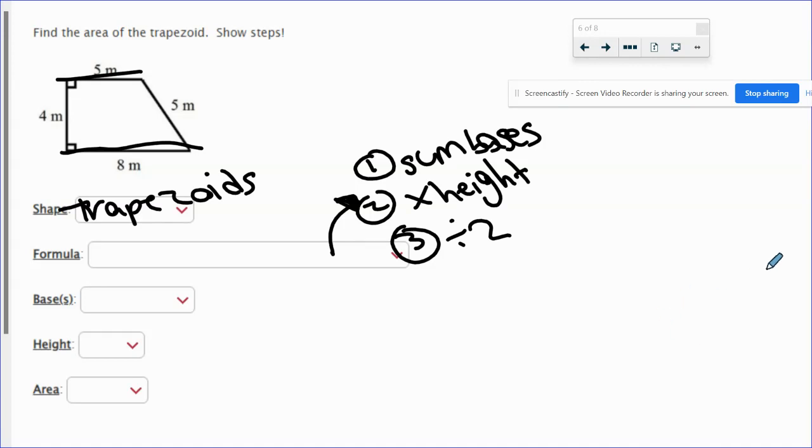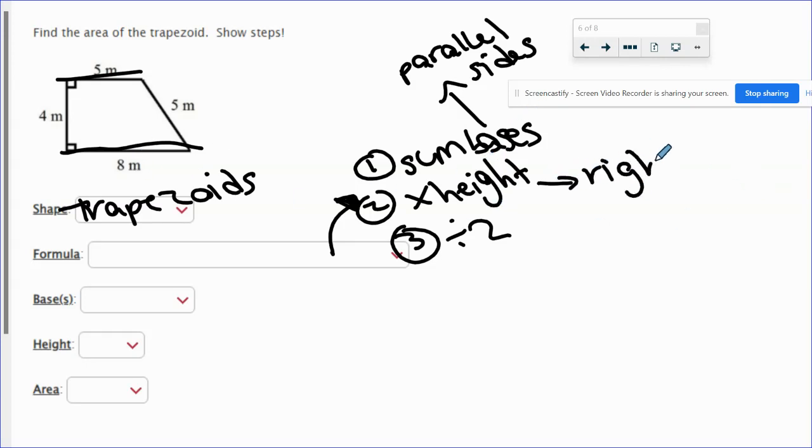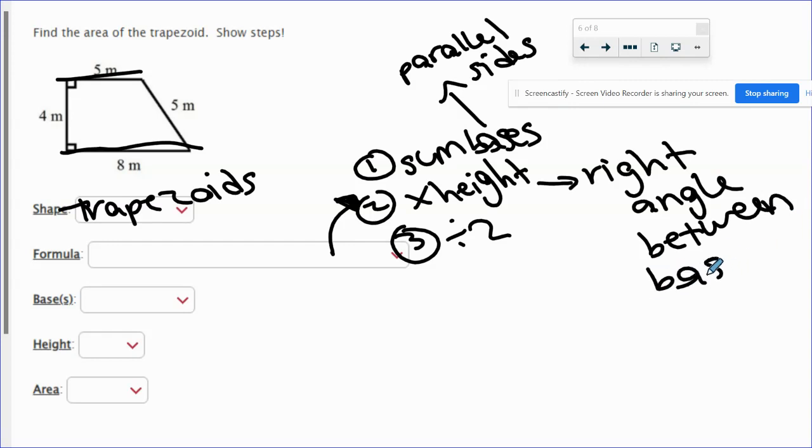If you guys remember, the bases are the parallel sides. The height makes a right angle between the bases. So here my bases would be 5 and 8 because they are the parallel sides. My height would be 4 because it makes the right angle.